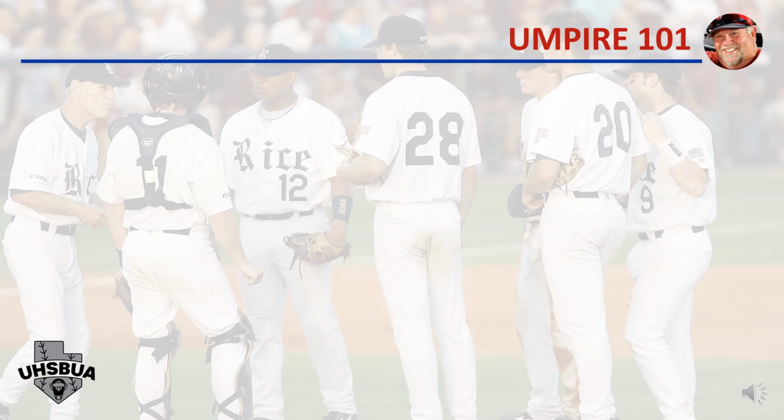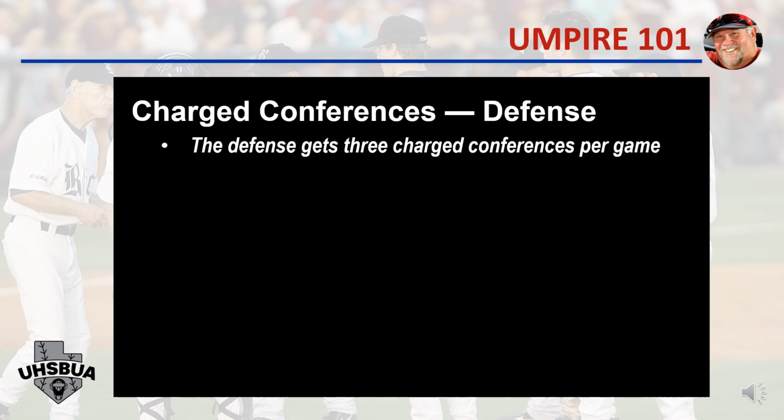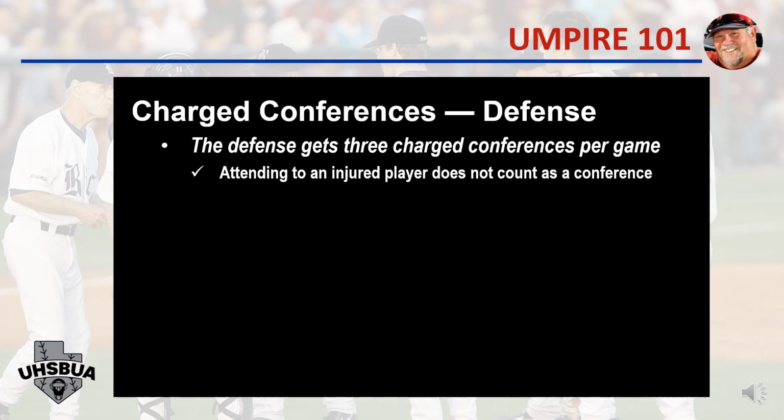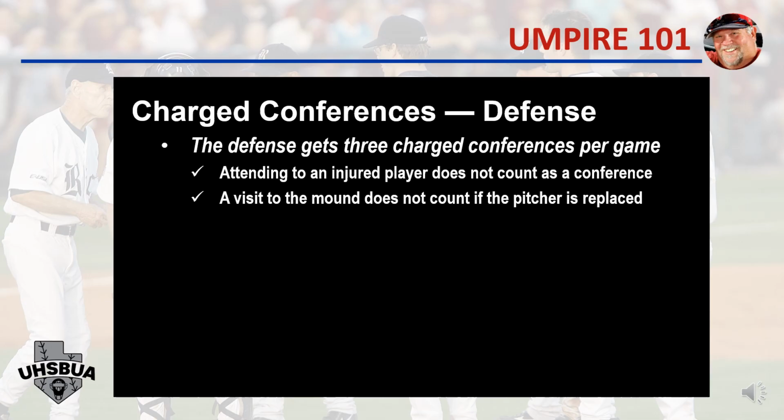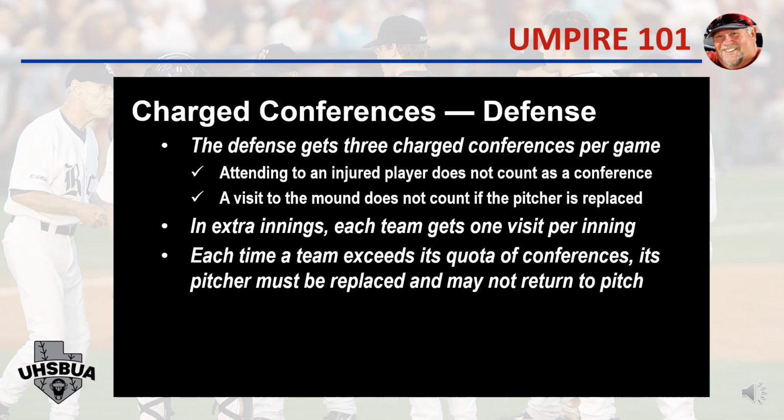Let's conclude by discussing charged conferences, which are governed by Rule 3, Section 4. The defensive team is limited to 3 charged conferences in a 7-inning game. Stopping the game to attend to an obviously injured player does not count as a charged conference. Also, a conference is not charged to the defensive team if the pitcher is replaced. In an extra inning game, each team is granted an additional charged conference each inning. After 3 charged conferences in a 7-inning game, or for any charged conference in excess of 1 in each extra inning, the pitcher must be replaced and may not return to pitch.